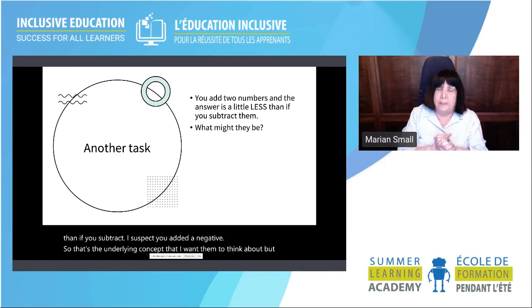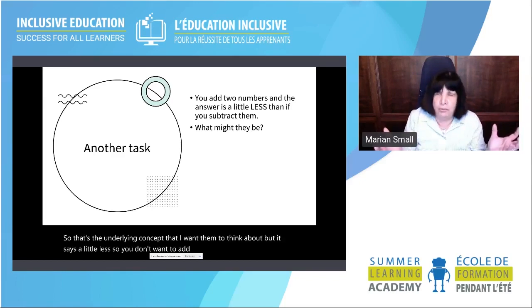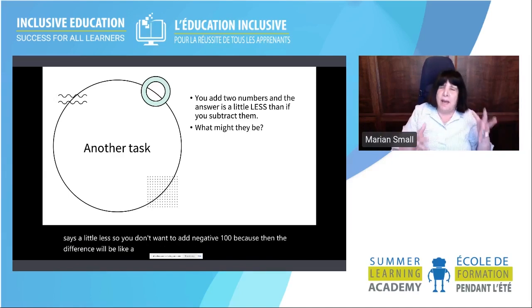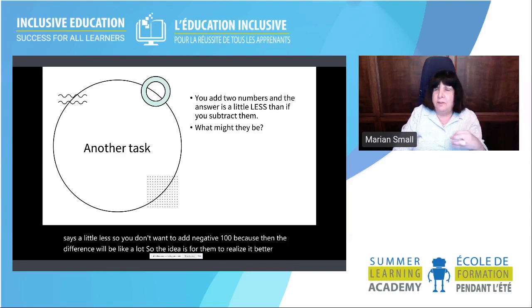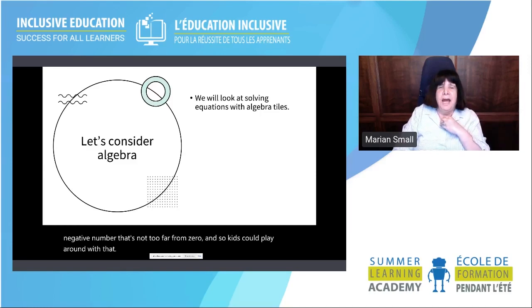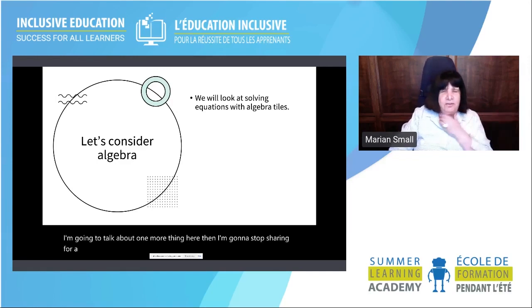But it says a little less. So you don't want to add like negative 100 because then the difference will be a lot. So the idea is for them to realize it better be a negative number that's not too far from 0, and so kids could play around with that. I'm going to talk about one more thing here, then I'm going to stop sharing for a minute in case you have questions that I should be responding to.